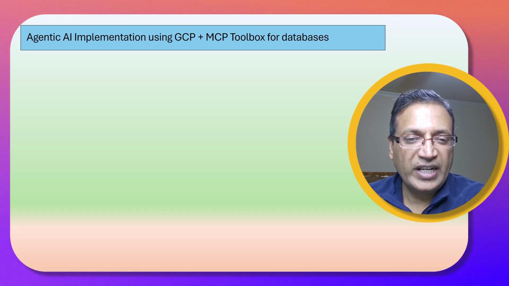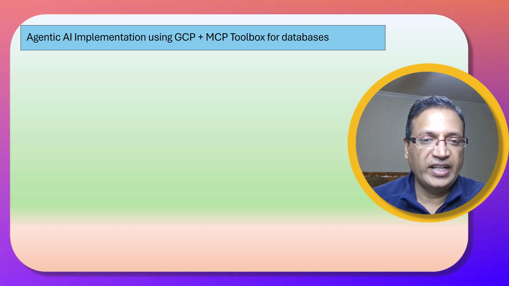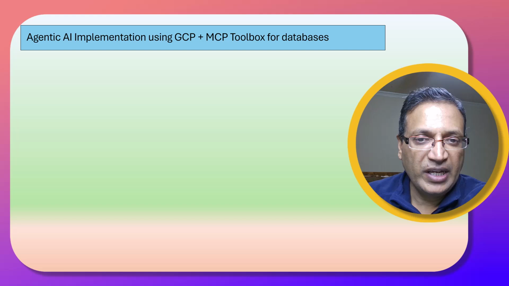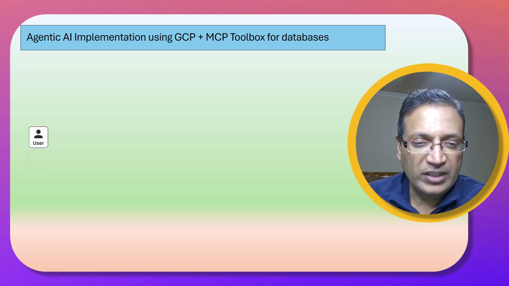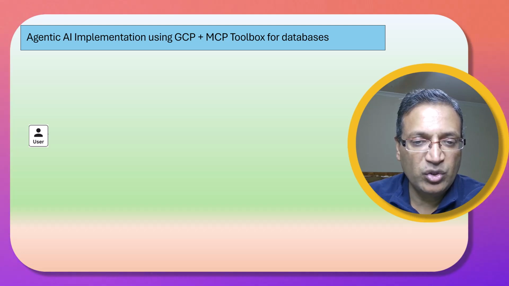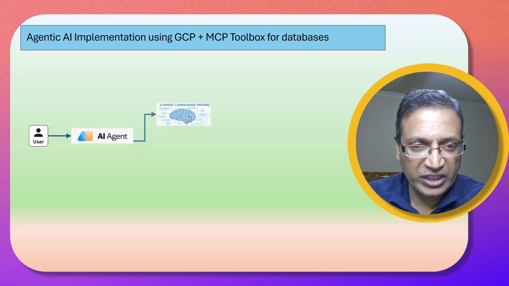So this is the second video in a two-part series where I'm developing an agentic AI application using GCP and MCP Toolbox for databases. This is the high-level architecture or the data flow, so to speak. It starts with the user entering a prompt into an AI agent. We'll build the AI agent in GCP.